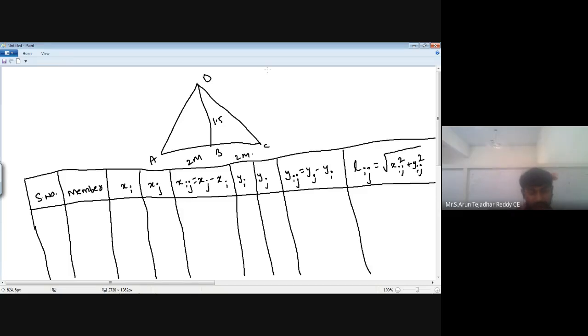And right here, what are our coordinates? A is 0, 0, B is 2, 0, C is 4, 0, D is 2, 1.5. It means if you take A 0, 0 means x comma y. If you take B, x comma y.